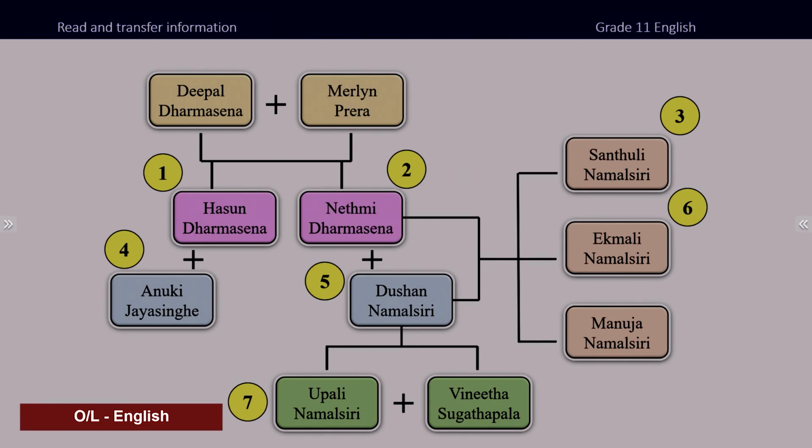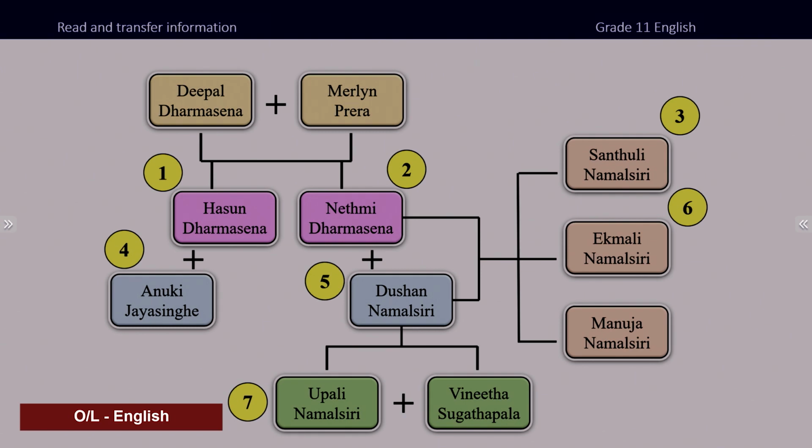Now, let's look at the answers. Deepal Dharmasena and Merlin Pereira have 2 kids, Hasun Dharmasena and Nethmi Dharmasena. Nethmi Dharmasena is married to Dushan Namalsiri. Nethmi and Dushan together have 3 kids. They are Santuli Namalsiri, Ekmali Namalsiri and Manuja Namalsiri.